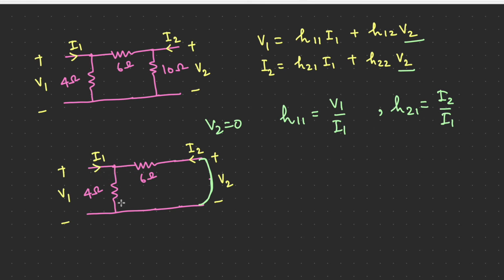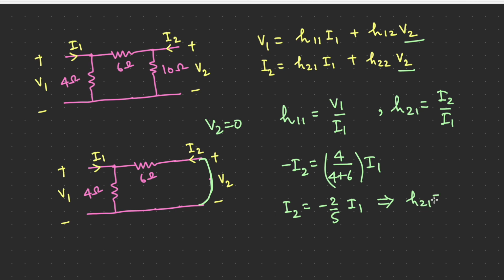So I1 is dividing in two parts, one in the 4 ohm, another in the 6 ohm. So you can write minus I2, which is the current through the 6 ohm resistor, equal to 4 divided by 4 plus 6 into I1. So we have got a relationship between I2 and I1, which is equal to 4 by 10, that is 2 by 5, minus 2 by 5 I1. This gives us the H21 parameter, because H21 is I2 by I1, which is minus 2 by 5, and there is no unit for this because this is a current ratio.